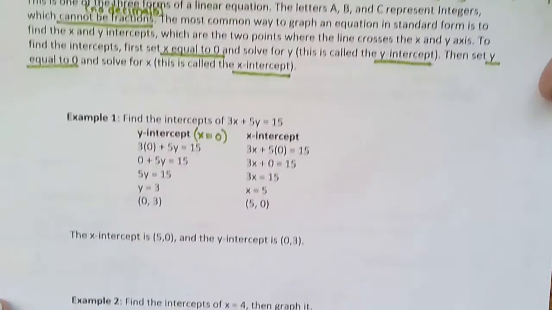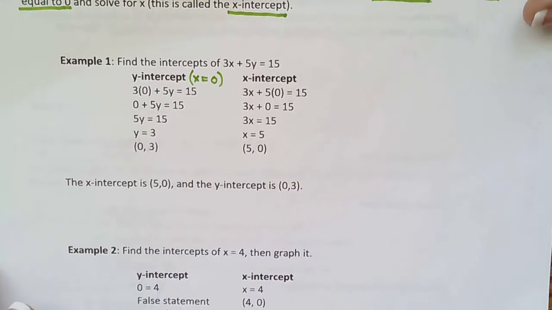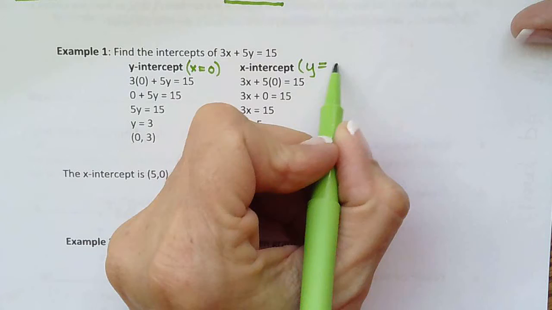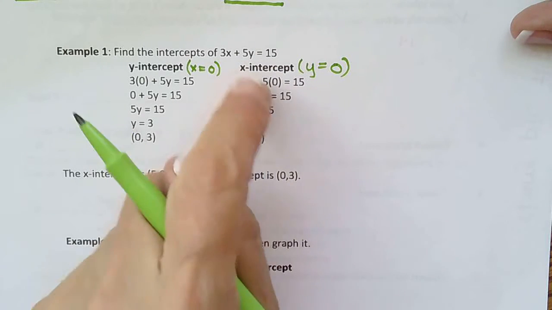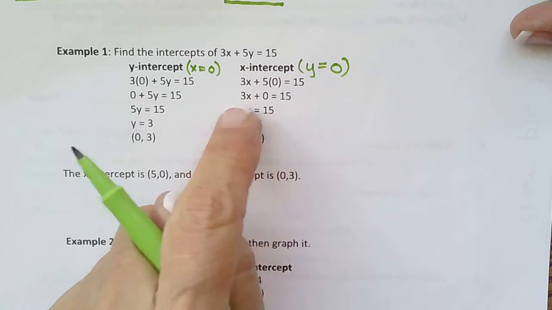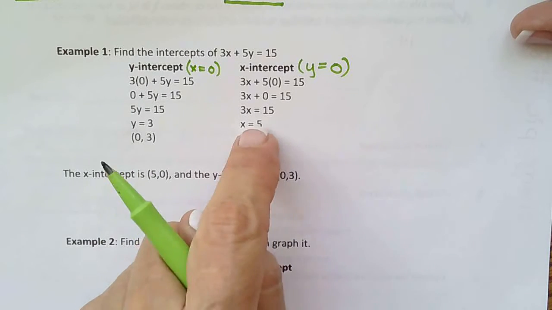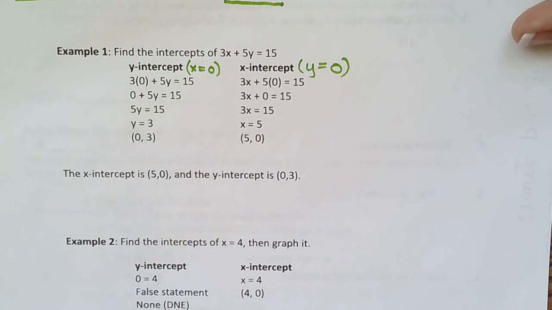Most of you did very good on that on the Module 6 test, so I'm not too worried about that. The x-intercept is when you set y to 0, so it'd be 3x plus 5 times 0 equals 15. 3x equals 15, divide by 3, x is 5, y is 0. So you plot those 2 points, connect them, boom, you got it graphed. That's the easiest way to graph a line when it is in standard form. Find the intercepts, put the 2 points on, connect them with a straight line and an arrow.